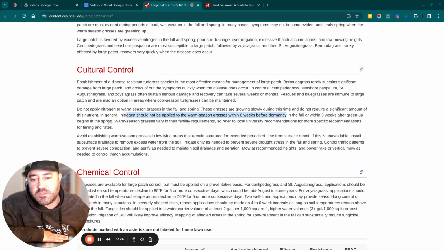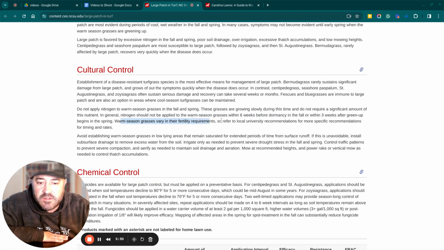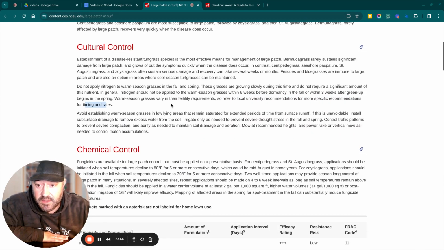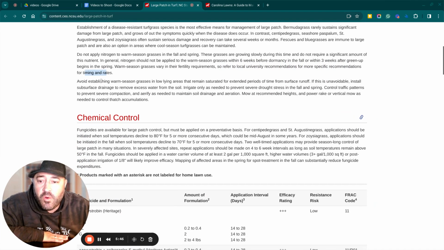So once the grass starts greening up, you want to wait 3 weeks and then you can start to fertilize. Warm season grasses vary in fertility requirements, so refer to local university recommendations for specific recommendations for timing and rates. And you can find all that at esncstate.edu. Avoid establishing warm season grasses in low-lying areas that remain saturated for extended periods of time for surface runoff.